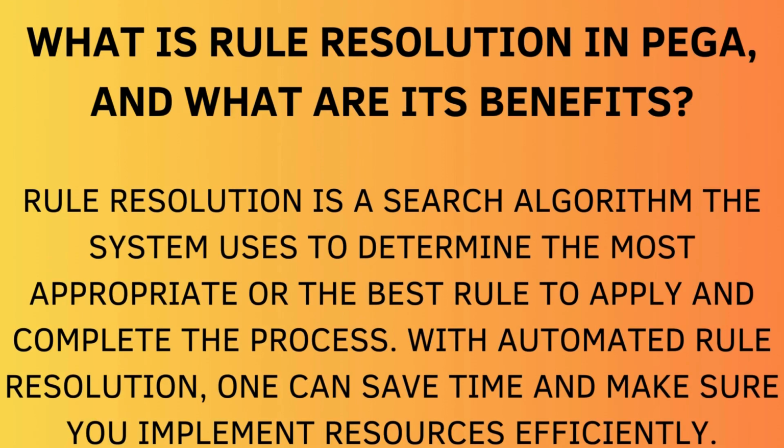What is rule resolution in Pega, and what are its benefits? Rule resolution is a search algorithm the system uses to determine the most appropriate or the best rule to apply and complete the process. With automated rule resolution, one can save time and make sure you implement resources efficiently.